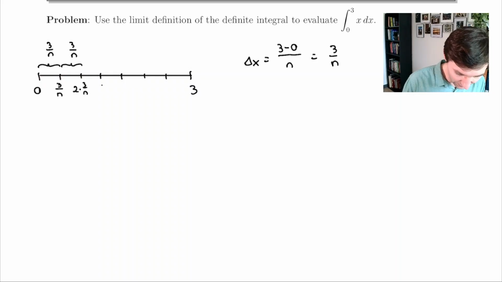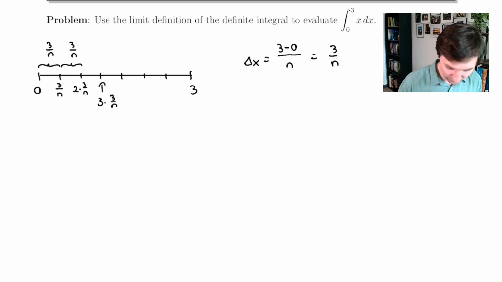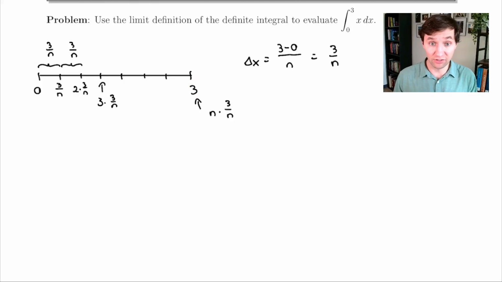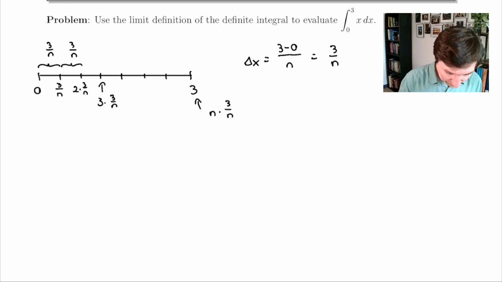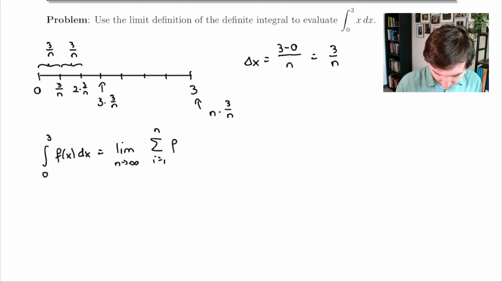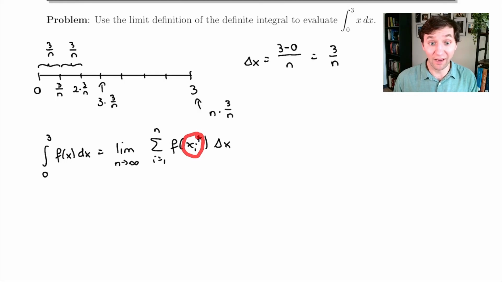The next one will be 3 times 3 divided by n, all the way to the last one, which will be n times 3 divided by n, which rightly gives us 3. Now, the limit definition of the definite integral says that if I want to compute the definite integral from 0 to 3 of any function f of x dx, I must compute the limit as n goes to infinity of the sum starting at 1 and ending at n of f of xi star times delta x, where xi star is any sample point in the ith subinterval.